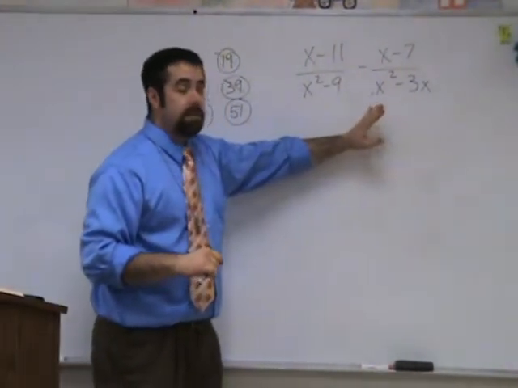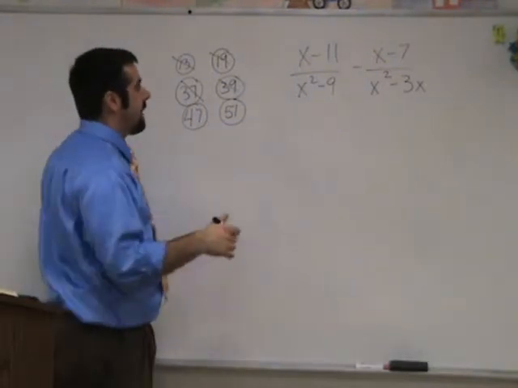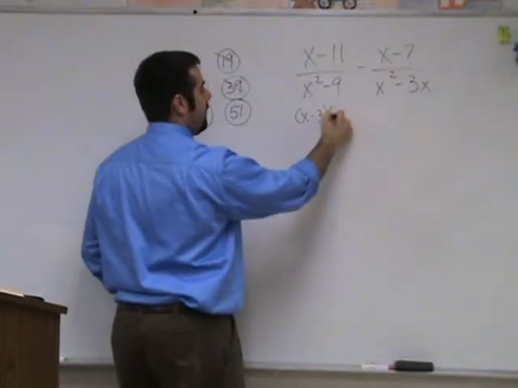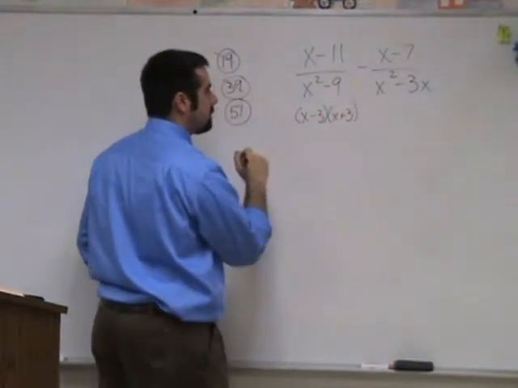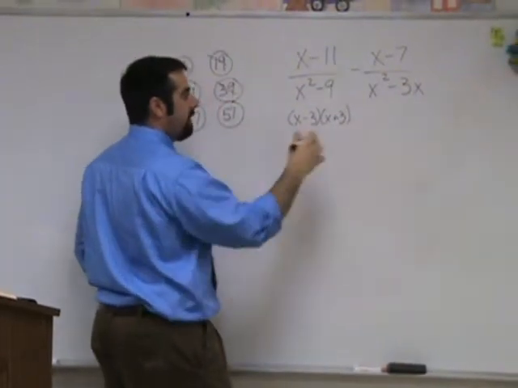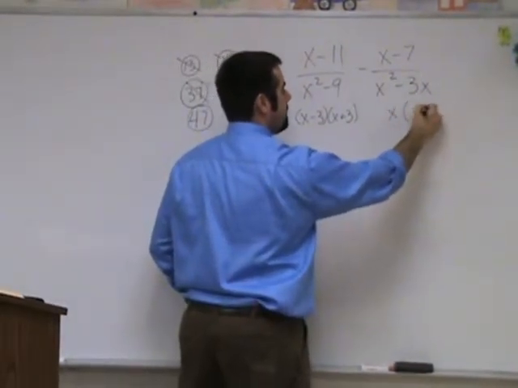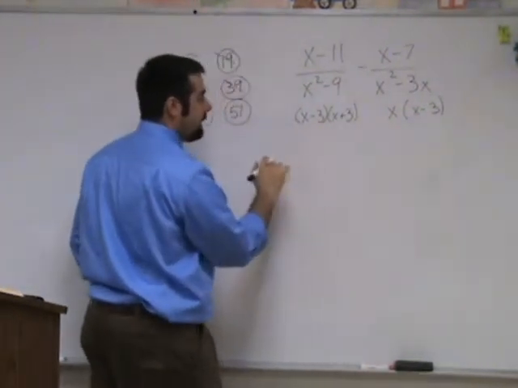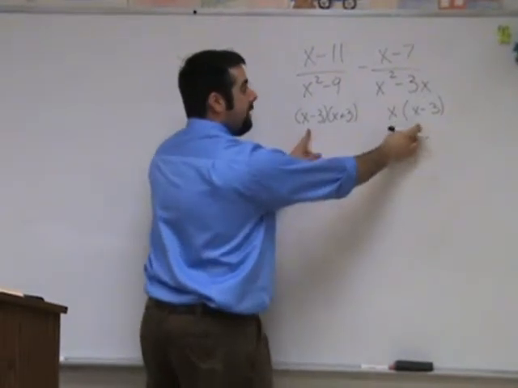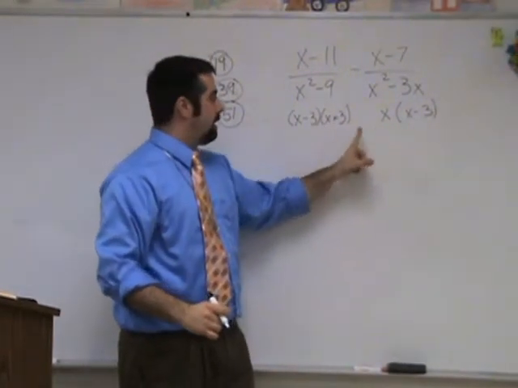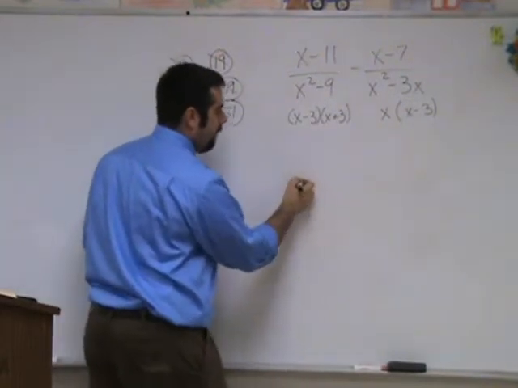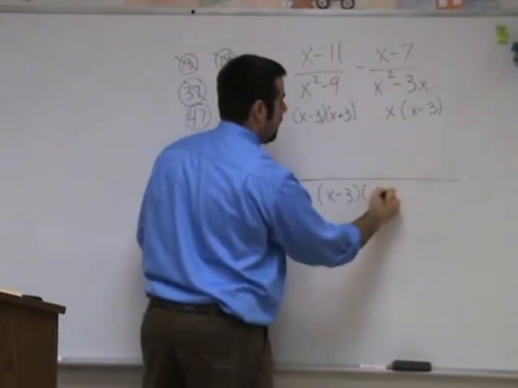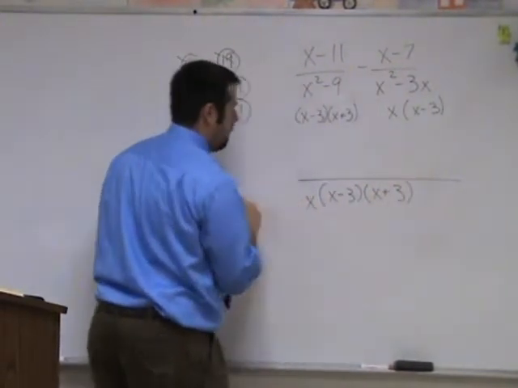Okay, so let's look and see if we can do some factoring down in the denominator to find that least common denominator. This is the difference of two squares, so that factors to be x minus 3 and x plus 3. Over here I have a common binomial factor of x, so this is x times x minus 3. All right, so my least common denominator is going to have an x minus 3, an x plus 3, and an x. So let's go ahead and write my denominator. X minus 3, x plus 3, and there's the x.